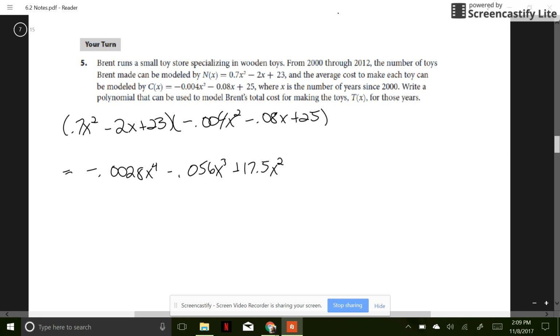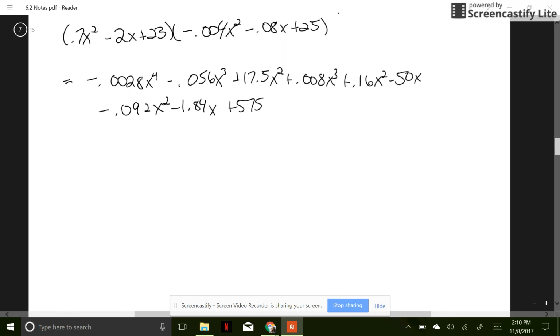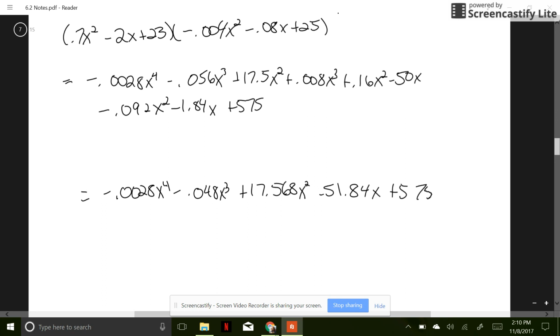17.5x squared plus 0.008x cubed plus 0.16x squared minus 50x minus 0.092x squared minus 1.84x plus 575. Then you'll have to sort them by power and carefully combine terms, and you should end up with this. 8x cubed plus 17.568x squared minus 51.84x plus 575.